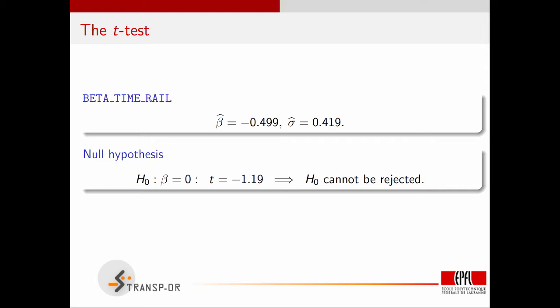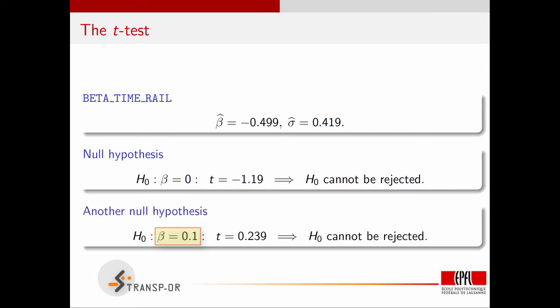To take another example, we could have tested the hypothesis that beta equals 0.1. This hypothesis does not make sense either. Well, first, it's positive, and we assume that the beta coefficient for travel time is negative, because when travel time increases, we expect the utility to decrease. And then 0.1 seems to come from nowhere. It's arbitrary. However, when we test this hypothesis, we obtain a t-test of 0.239, which implies that we cannot reject the hypothesis. But it does not mean that we need to accept it.